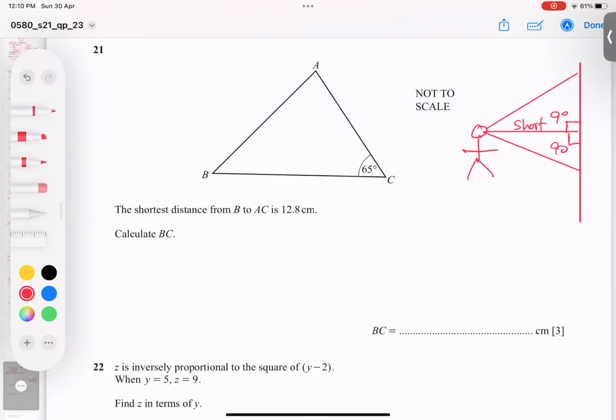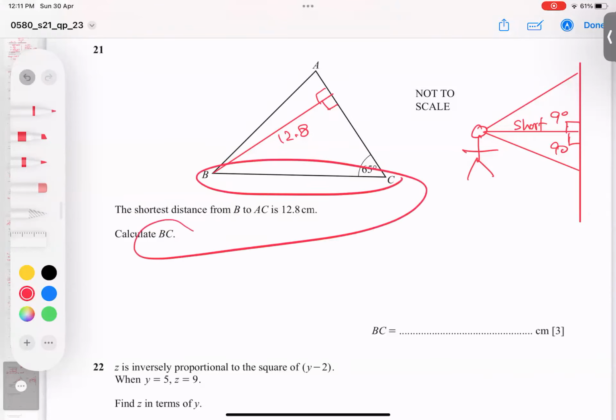In the same way, if you want to find the shortest distance from B to AC, I will drop a perpendicular. This is a 90 degree angle, this is a 90 degree angle, and this is the shortest distance, X. Okay. And as he said, the shortest distance from B to AC is 12.8. It is given, no need to find it. So the shortest distance from B to AC is given by him, and he is asking for BC.